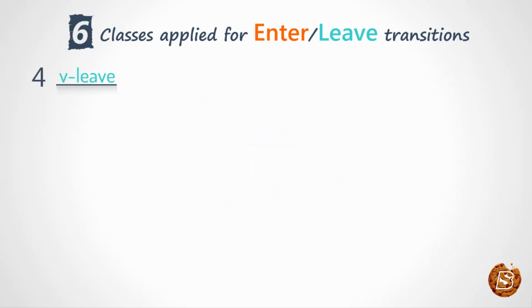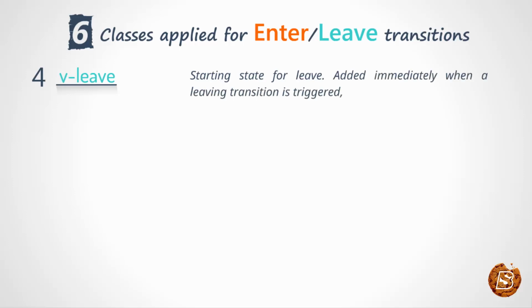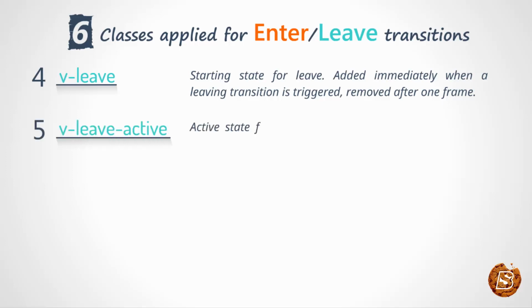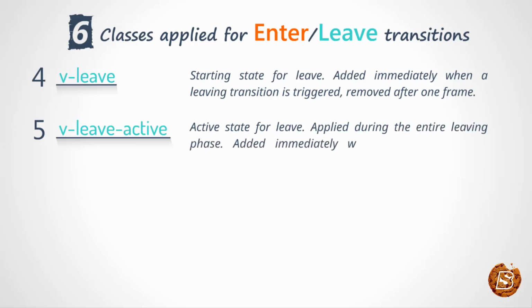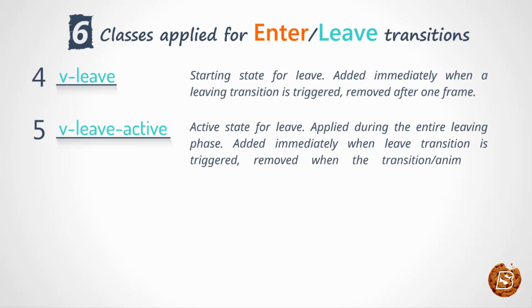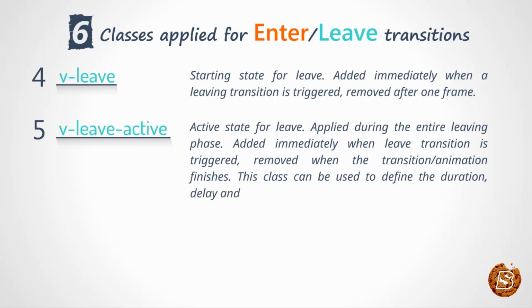Then we have v-leave, the starting state for leave, added immediately when a leaving transition is triggered, removed after one frame. Then we have v-leave-active, the active state for leave, applied during the entire leaving phase, added immediately when the leave transition is triggered, removed when the transition animation finishes. This class can be used to define the duration, delay, and easing curve for the leaving transition.